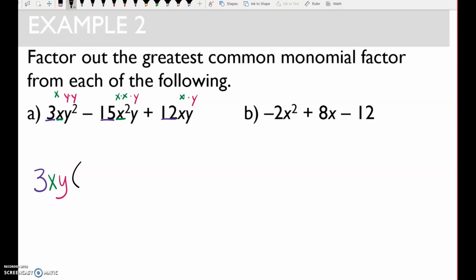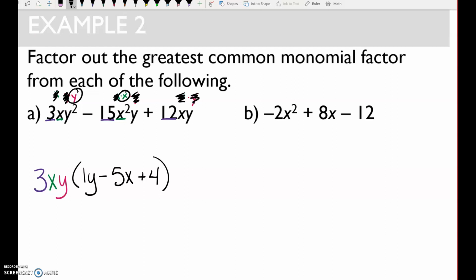All right, what is left? 3 divided by 3 is 1. Do we have to write the 1? Well, if there's like letters involved, no, but I'm just going to leave it there just because. We're taking that x out. The y, we're taking one of them out. There's still 1 left. Negative 15 divided by 3 is negative 5. We're taking one of the x's out, so we still have one of them. And we're taking one of the y's out. That takes all of the y's out. 12 divided by 3 is 4. We're taking out the x. We're taking out the y.